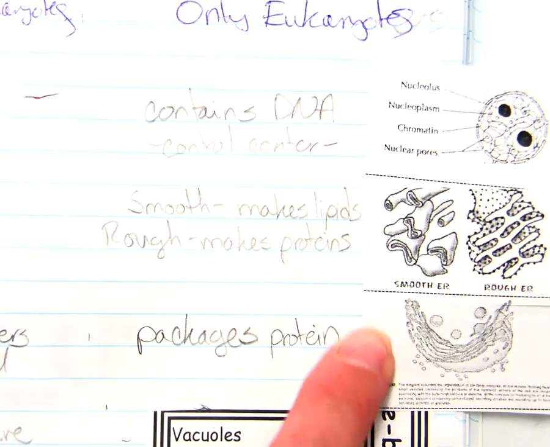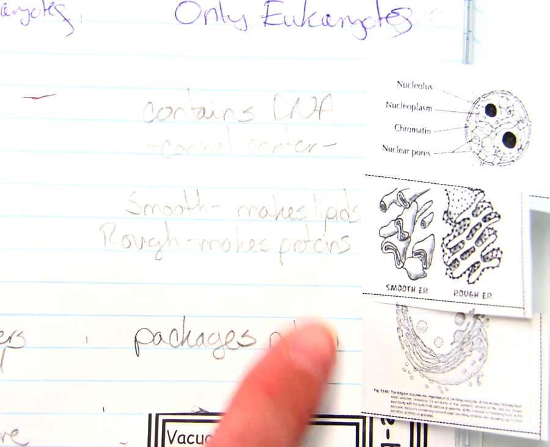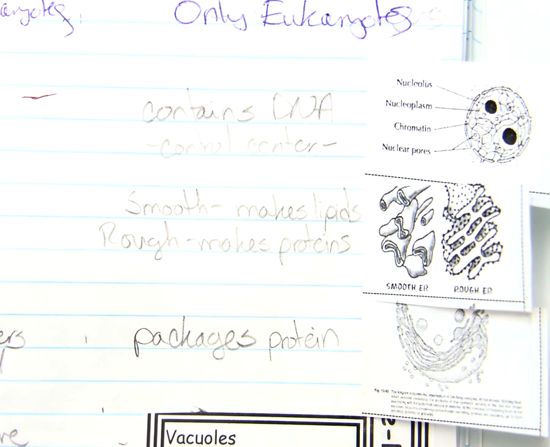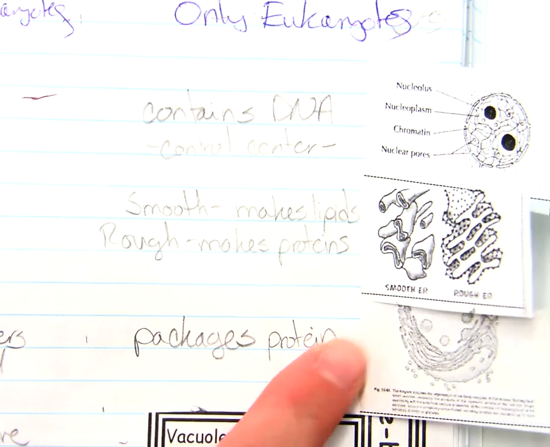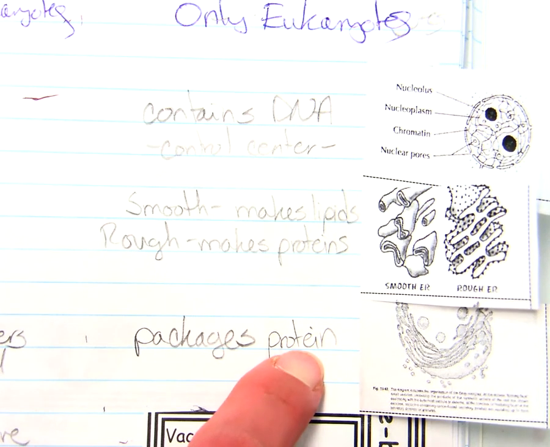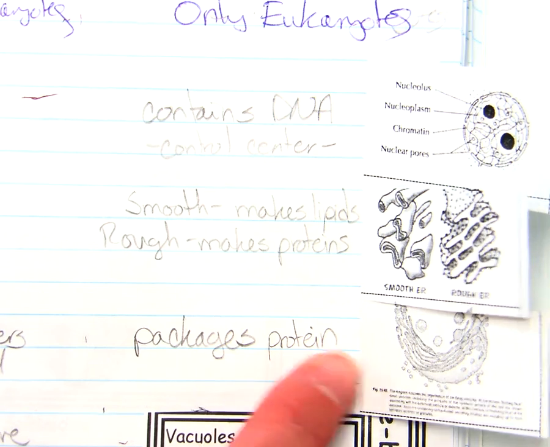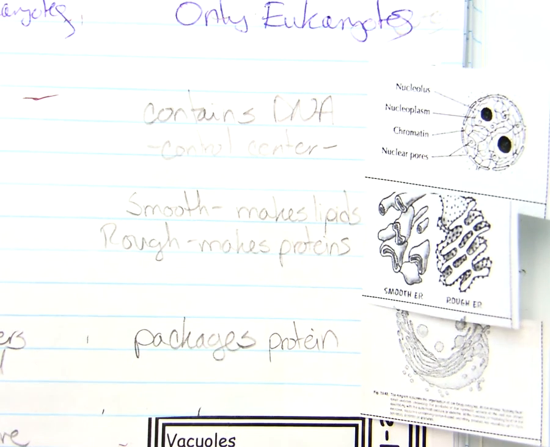Our Golgi apparatus takes the proteins that the rough ER just made and packages them. It prepares those proteins to be sent somewhere else. So if this was a cell in the digestive system, it might be packaging up enzymes, which are a type of protein, to send it to where the food is to be digested.